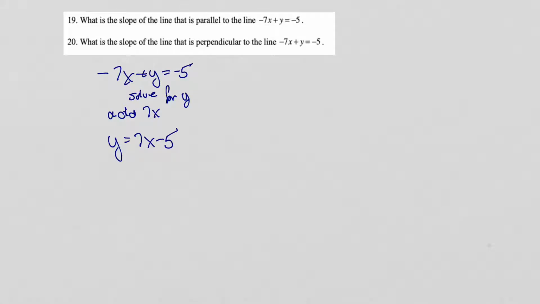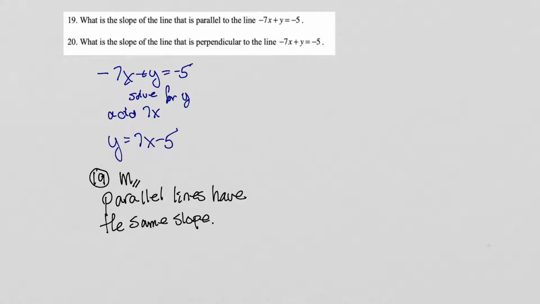Now, for problem number 19, we want the slope of the line parallel to this line. You know what? I'm going to write it like this. I'll put a little parallel line. So here's the slope of the line parallel. Here's a fact that's probably somewhat obvious: parallel lines have the same slope.